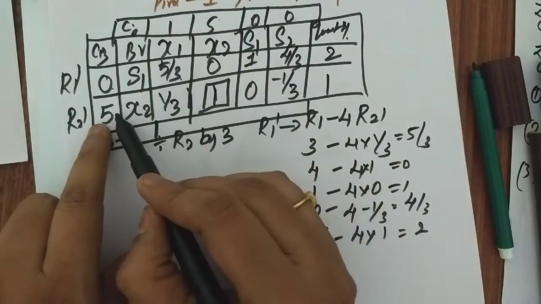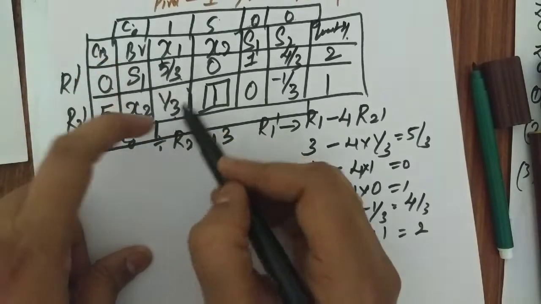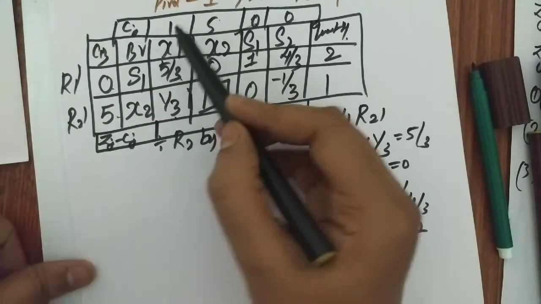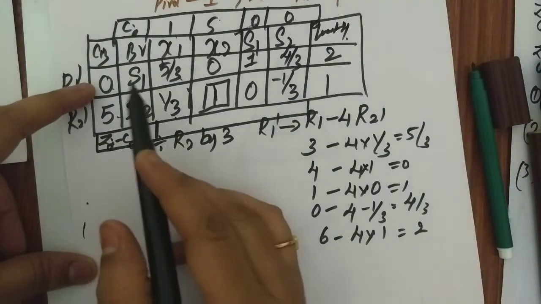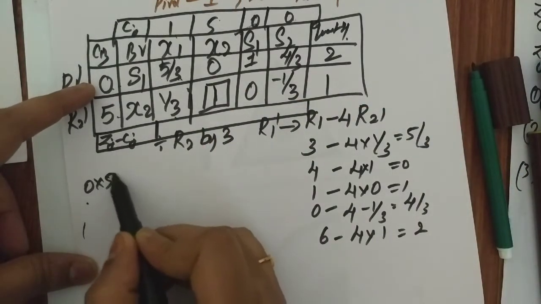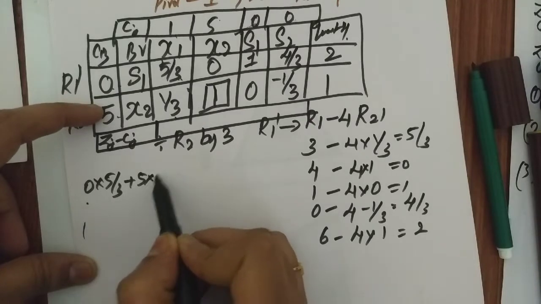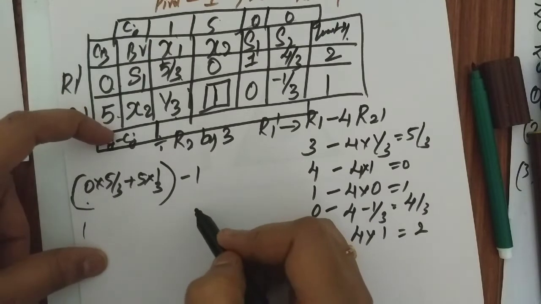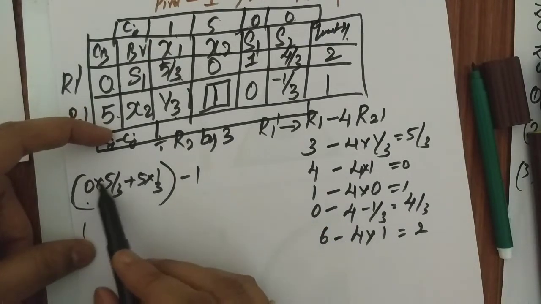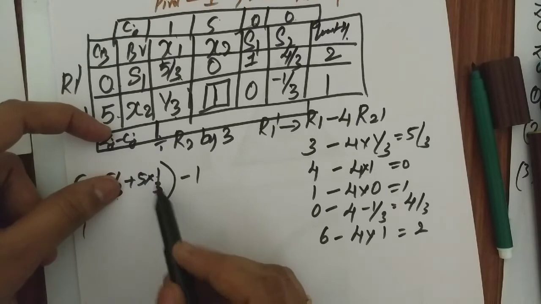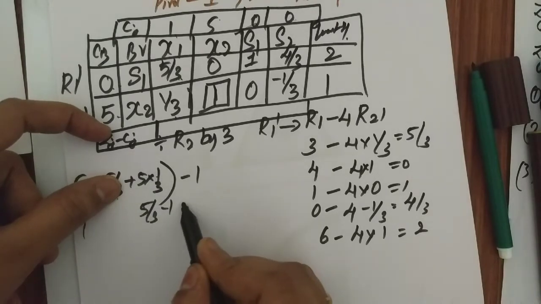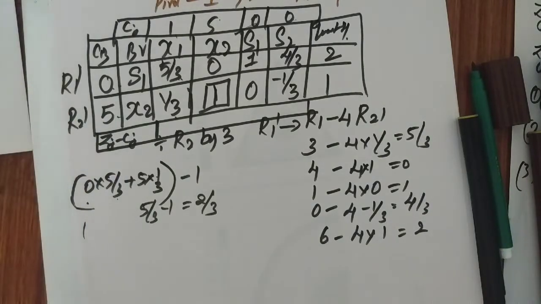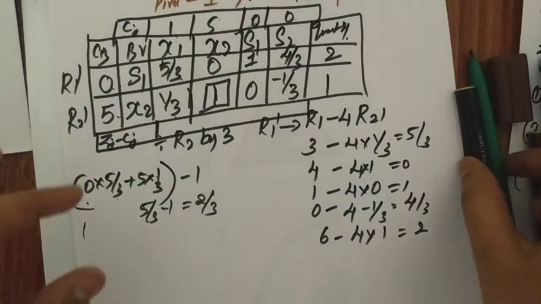Cb into x1 plus 5 into 1 by 3. This addition has to be subtracted with Cj. I repeat. First one is 0 into 5 by 3 plus 5 into 1 by 3. This has to be subtracted with Cj, which is 1. How much do we get? 0 into 5 by 3 is 0. 5 into 1 by 3 is 5 by 3 minus 1, which will be 2 by 3. So your first entry here is 2 by 3.